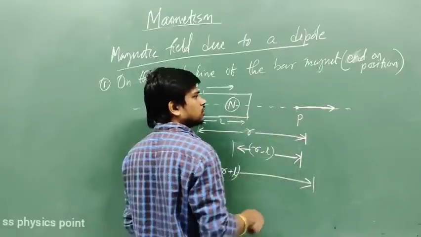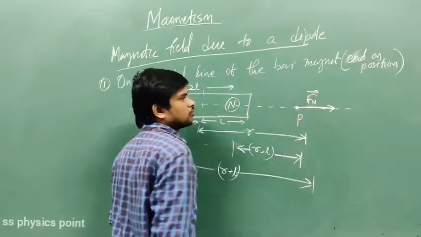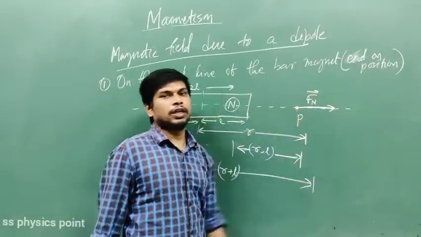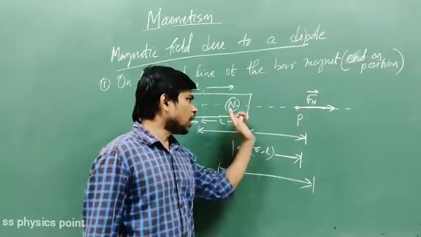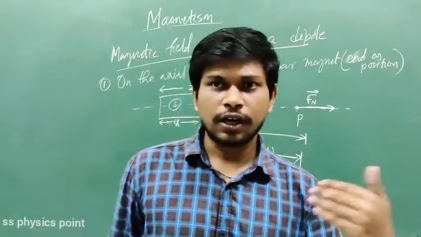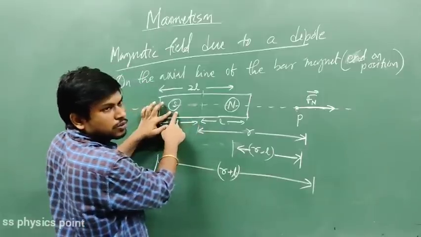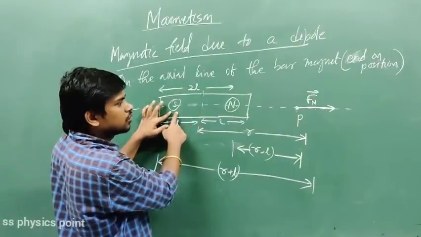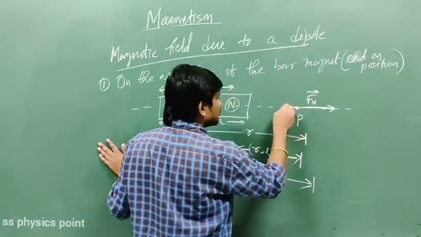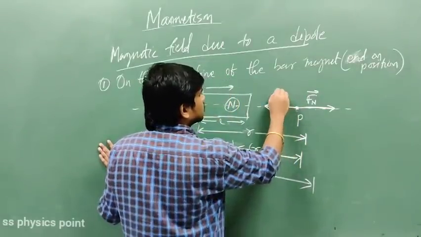North pole, so outward this side. This is, suppose, force Fn, the force due to the north pole. At point P, the force due to the north pole is towards the right side, because outward it will remain in the outward direction. What will be the direction of force at point P because of the south pole? It will be towards the south pole. So this is the direction of Fs.